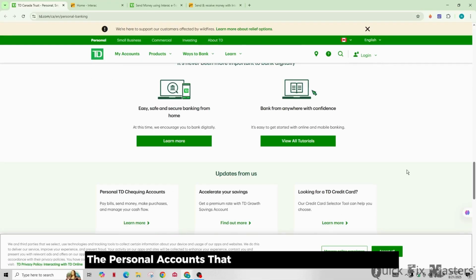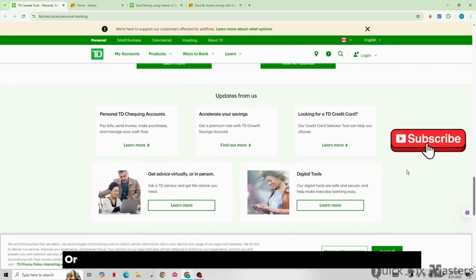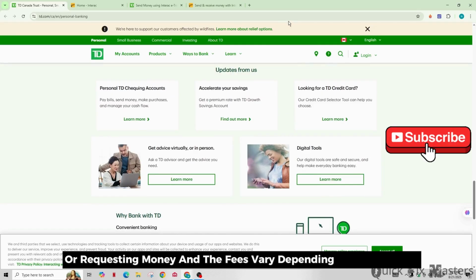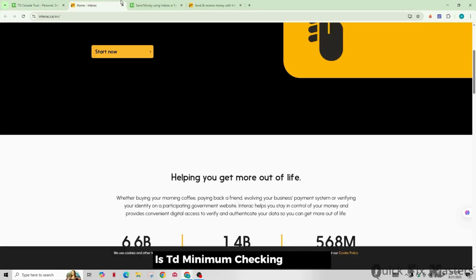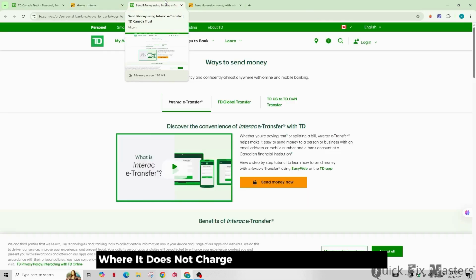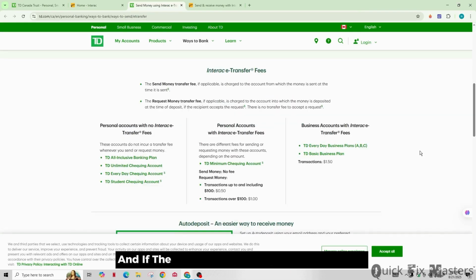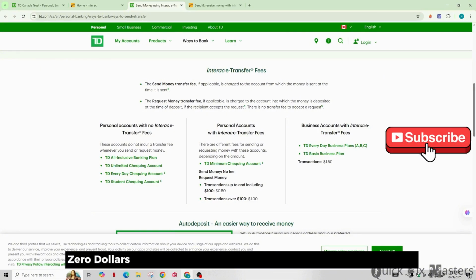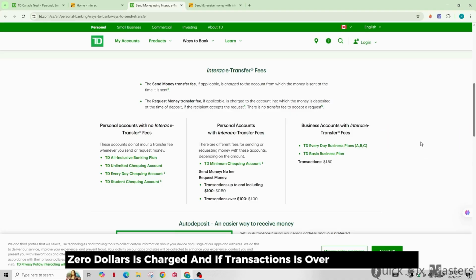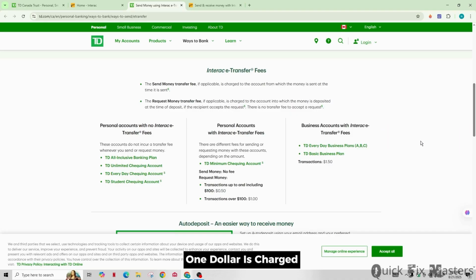The personal accounts that have transfer fees for sending or requesting money, and the fees vary depending on the amount, is TD Minimum Checking Account, where it does not charge anything for requesting money. And if the transaction is up to $100, $0.50 is charged, and if your transaction is over $100, $1 is charged.